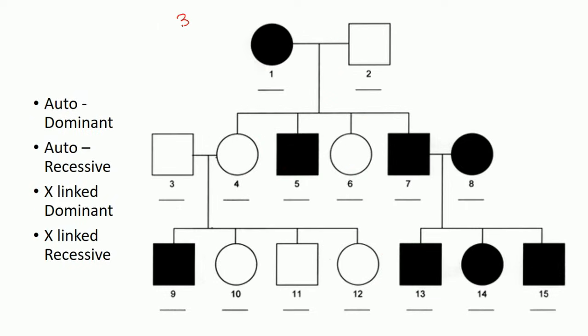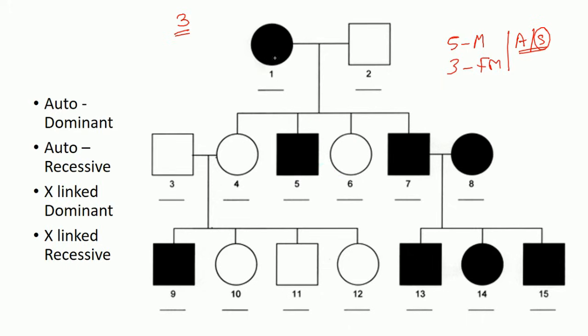Let's move to the third kind. In this pedigree, we see 1, 2, 3, 4, 5 males affected, 3 females affected. Now, by looking at this, we can tell it could be either autosomal or sex-linked. The chances for sex-linked are rare because it's distributed between both male and female. But let's look at it in further detail.